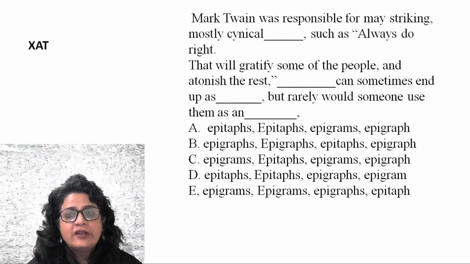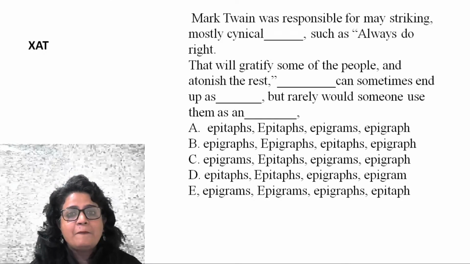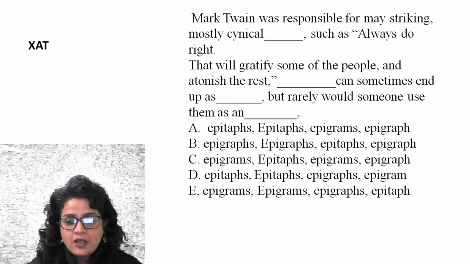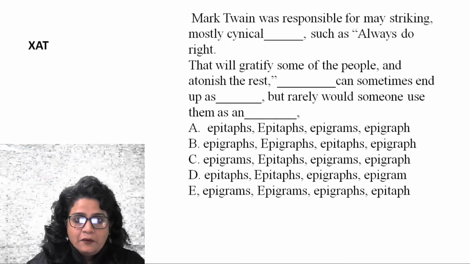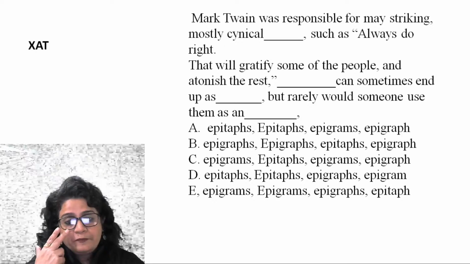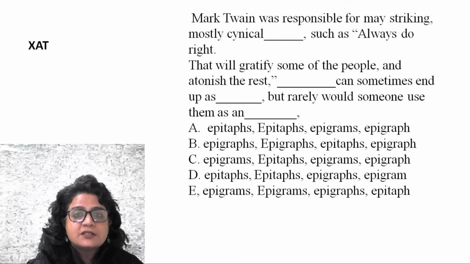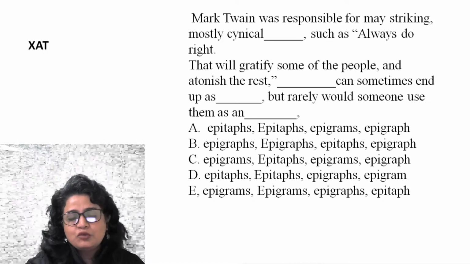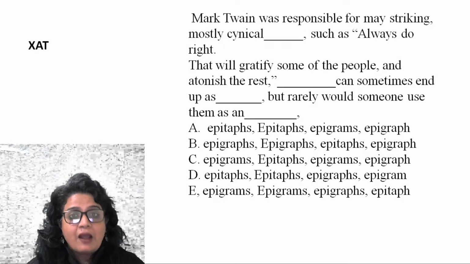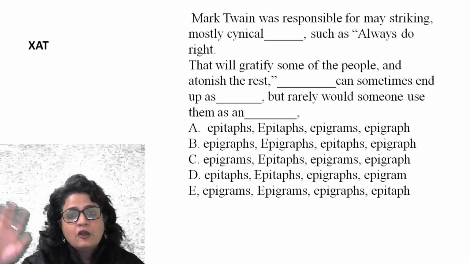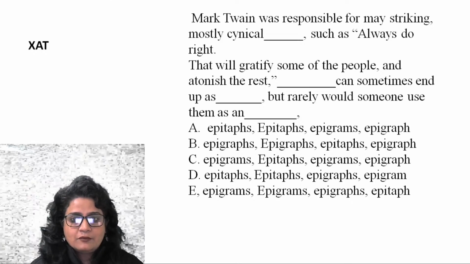But this sentence says rarely would somebody use them as an epitaph. I hope you are clear with the meanings of epigram, epitaph, and epigraph. Epigram is always a short, intelligent, witty saying. It is also a figure of speech. Epigraph is a writing which is written on a monument, a statue. हम जब जाते हैं कुतुब मीनार में तो कुछ लिखा रहता है वहाँ पे, the statement. Though it's written in another language, we cannot read it, but it's an epigraph. It's written on a statue, on a monument. An epitaph is on a gravestone.